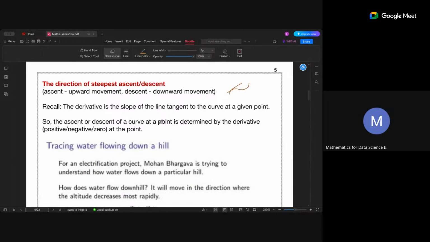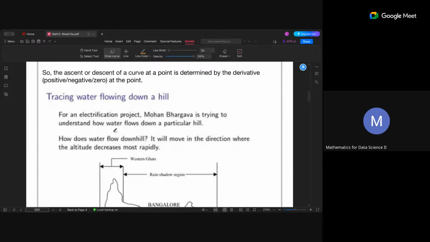So the ascent or descent of a curve at a point is determined by the derivative at the point, correct? Because if the slope is positive, will you have an ascent or descent? Ascent. So if the derivative is positive, you will have ascent. And if the derivative is negative, you will have descent. And if the derivative is 0, it means you have no rate of change, so it is going to be some horizontal surface, right? So this is what you see in one variable. Same concept. Let's see how it works here.